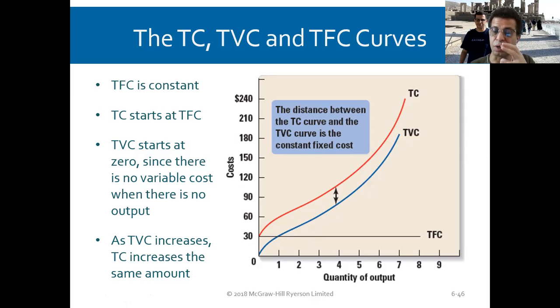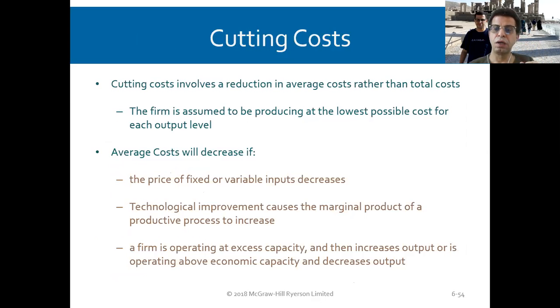That thing will change if you think in variable, but if you think per unit, which is the average, here we're talking about the total fixed cost, the total variable cost and the total cost. And here is where economists and businessmen decide to cut the cost. Cutting the cost involves a reduction in the average cost rather than the total cost.